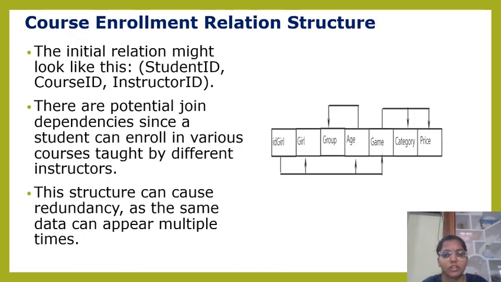5NF. Course enrollment relational structure. The initial relation might look like this: student ID, course ID, instructor ID. There are potential joint dependencies since a student can enroll in various courses taught by different instructors. This structure can cause redundancy as the same data can appear multiple times.